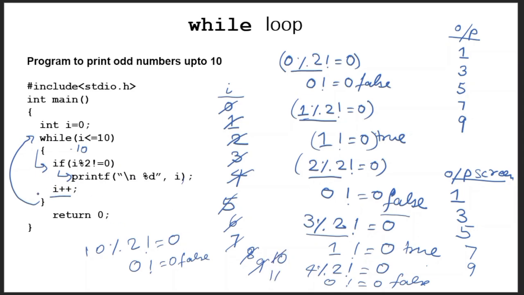So now we will again check the while test condition. Is 11 less than or equal to 10? The while loop condition now becomes false, and when the test expression of the while loop becomes false, we come out of the body of the loop. So the body of the loop is from here to here. So we come out of this and we execute the statement after the body. This is how the while loop works.